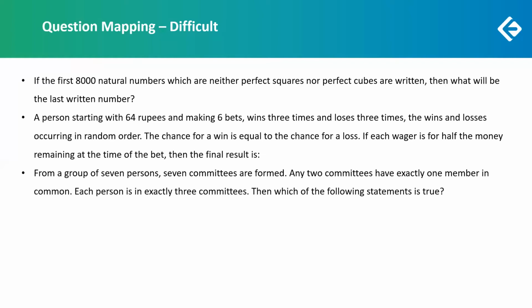Now, next we had that from a group of 7 people, 7 committees are formed. Any 2 committees have exactly 1 member in common. Each person is in exactly 3 committees. Which of the following statements is true?